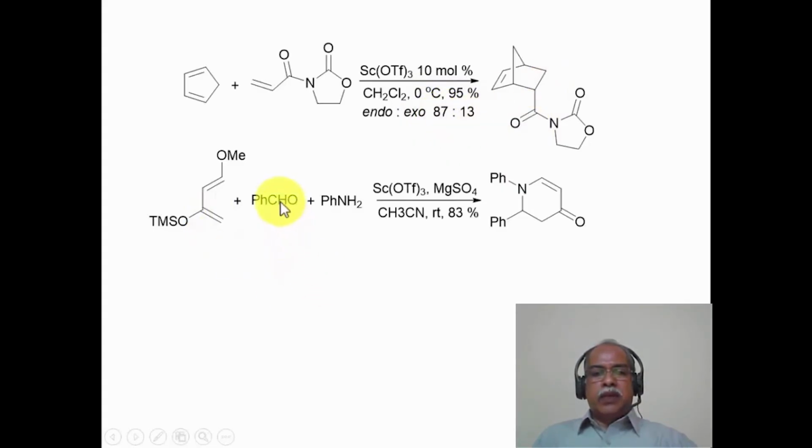Now here is an example of a hetero Diels Alder reaction, where the imine is formed in situ. This is something we have seen, except this is now catalyzed by scandium triflate and magnesium sulfate as the Lewis acid combination in acetonitrile. So the iminium ion that is produced initially can coordinate to the scandium triflate, making the scandium triflate coordinated iminium ion a much more reactive dienophile, and that undergoes the Diels Alder reaction to give this pyridone derivative after the hydrolysis of the trimethylsilyl group and loss of methanol from the Diels Alder product of this particular molecule.